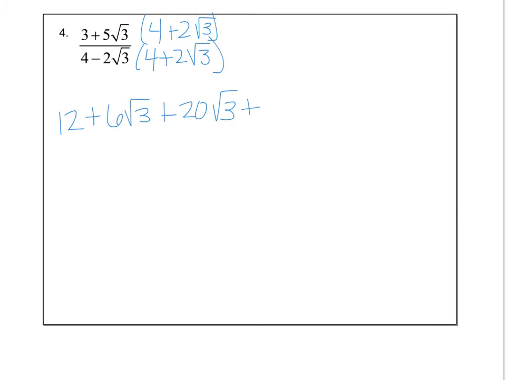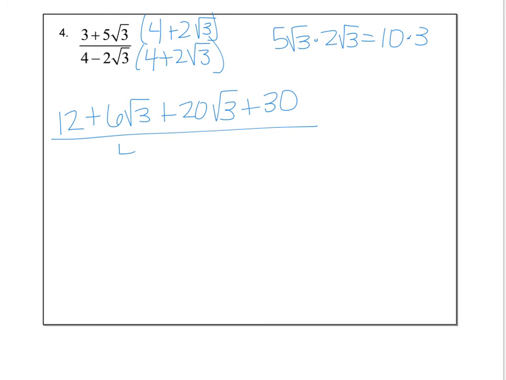And then this last part, if you need to write it out, sometimes that helps me. 5 radical 3 times 2 radical 3. The 5 and the 2 is going to make 10, and then radical 3 and radical 3 is going to make just 3. So the last part's going to be 30. And the bottom's going to be 4 squared minus, it's always minus, 2 radical 3 squared. A squared minus b squared.